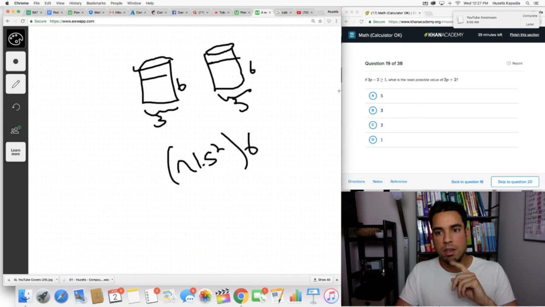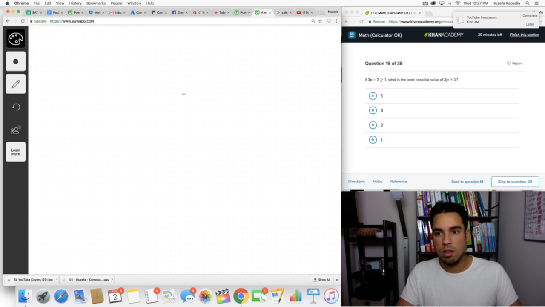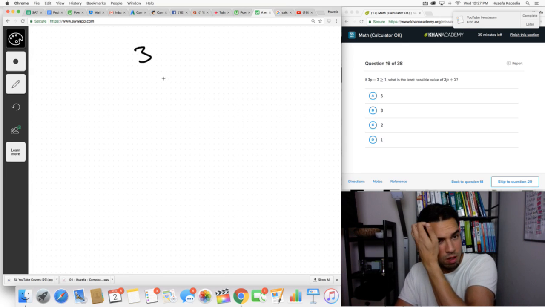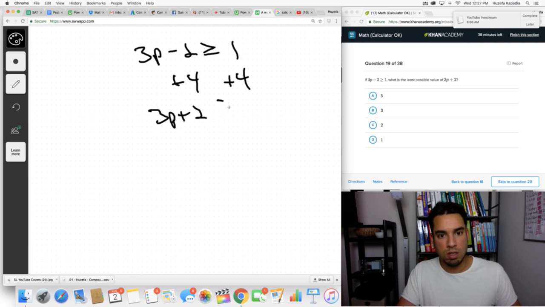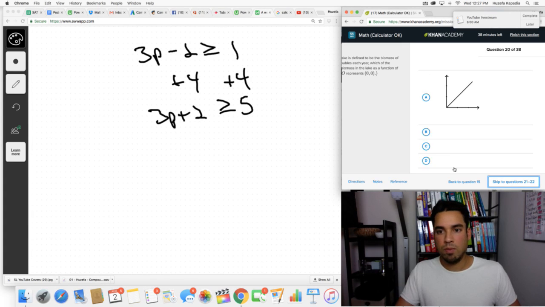If 3p minus 2, blah, blah, blah, what is the least possible value of that? Well, let's look at this. I'm just going to go ahead and solve this, because actually we can do it like this. 3p minus 2 is greater than or equal to 1. I'm going to add 4 to both sides, because I want to get 3p plus 2 on this side. So 3p plus 2 is greater than or equal to 5. So the least value is 5. Probably faster.